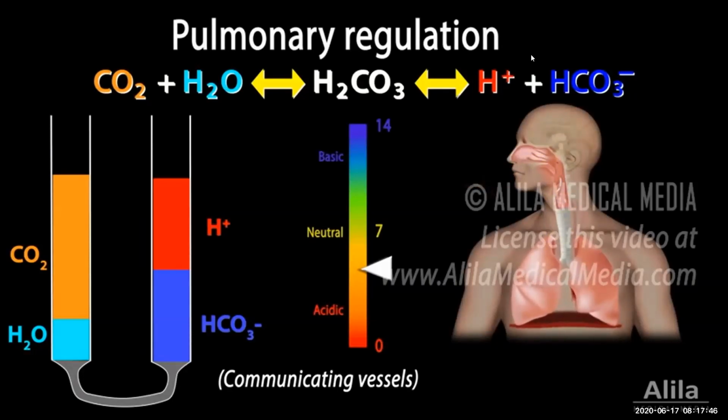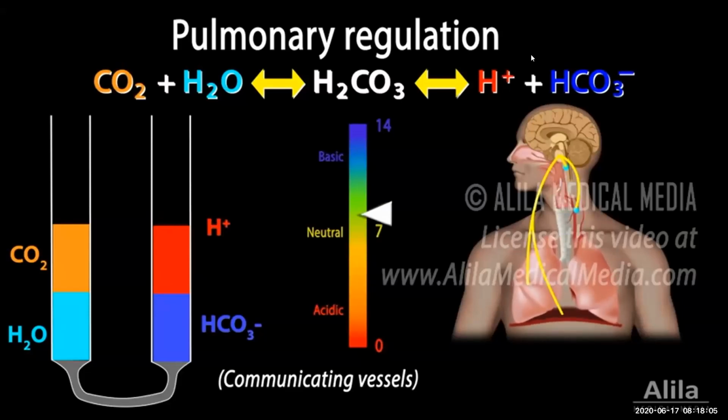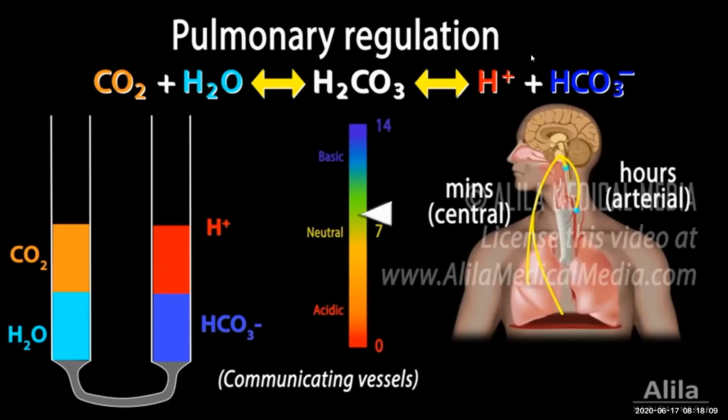The amount of carbon dioxide exhaled by the lungs is regulated in response to changes in acidity. A decrease in pH is sensed by central or arterial chemoreceptors and leads to deeper, faster breathing. More carbon dioxide is exhaled, less hydrogen is made, blood acidity decreases, and blood pH returns to normal. Pulmonary regulation is fast, usually effective within minutes to hours.